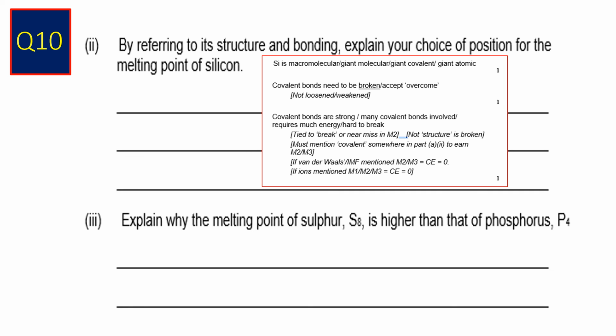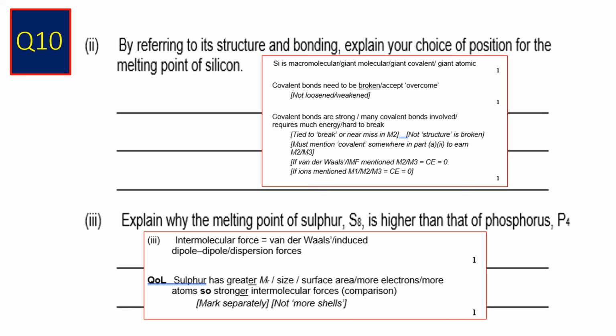Then explain why the melting point of sulfur is higher than that of phosphorus. Now we're told the formula of sulfur is S8 versus P4. That gives us some more clues. Sulfur is going to have much larger intermolecular forces because it's a larger molecule, there's more electrons there, more atoms, and hence the stronger van der Waals compared to phosphorus.